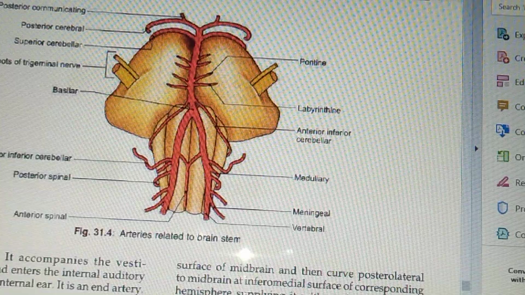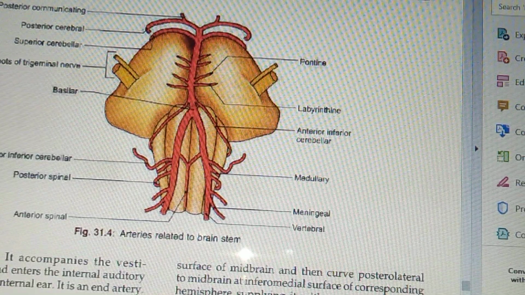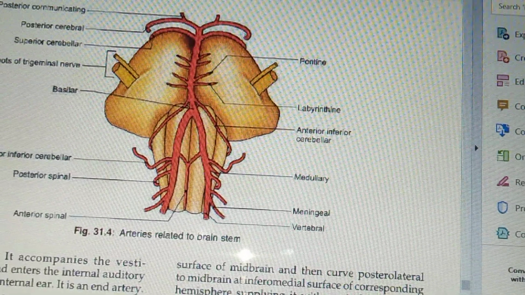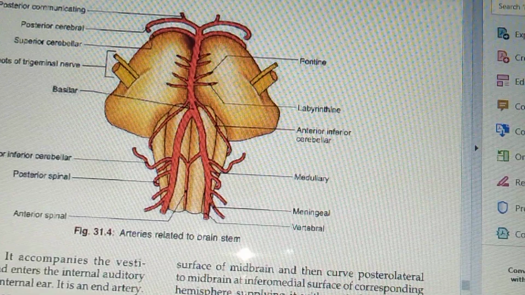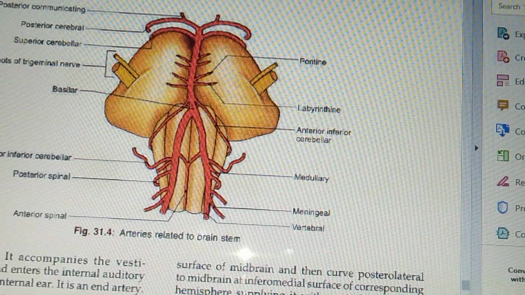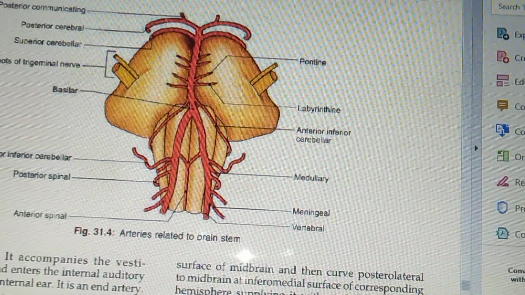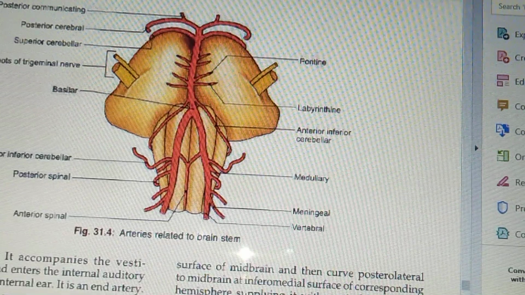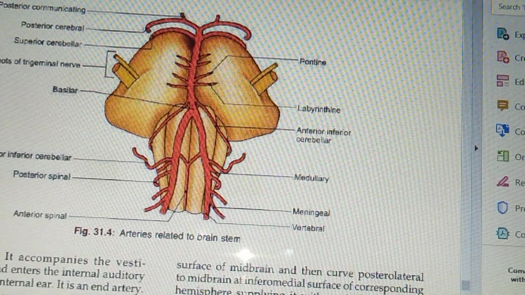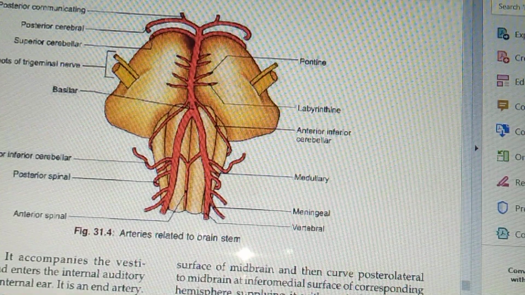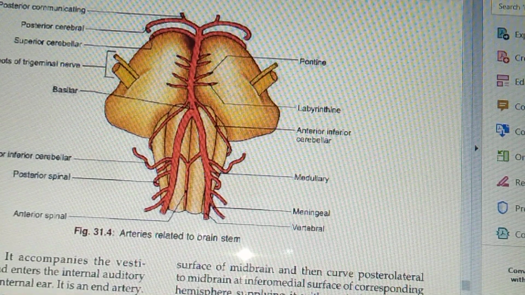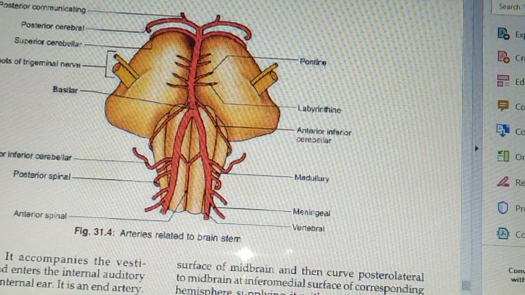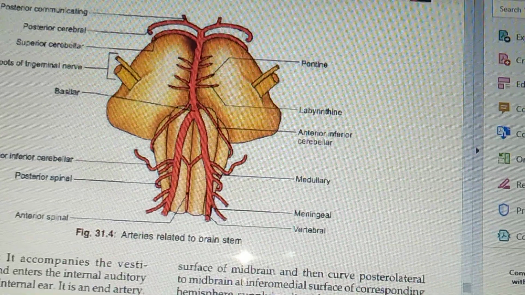And the last is two terminal branches, that is posterior cerebral branches. They diverge at the upper border of the pons. This gives rise to a number of central, or you can say posteromedial group of branches, into the ventral surface of the midbrain, and then curve posterolateral to midbrain at the inferomedial surface of the corresponding hemisphere, supplying it with the cortical branches. So again, we will be seeing the branches of the posterior cerebral arteries because they are forming a posteromedial group of the branches in the central part.